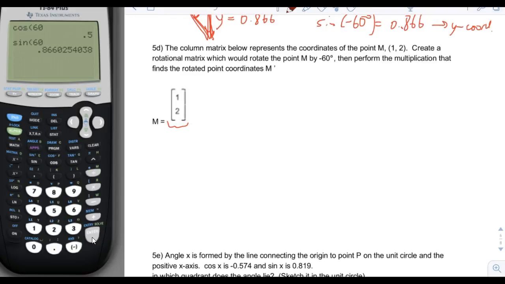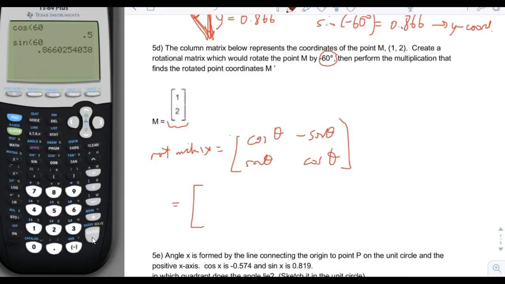Now this is something that's good to put in your formula sheet. A rotational matrix can be written in this form: cosine of theta, sine of theta, negative sine of theta, cosine of theta. Okay, and what's theta? Theta is the angle you're going to rotate by, and in this case it's negative 60 degrees, right? So we're going to make a rotational matrix where it's the cosine of negative 60 degrees, the sine of negative 60 degrees, the negative sine of negative 60 degrees, and the cosine of negative 60 degrees again.